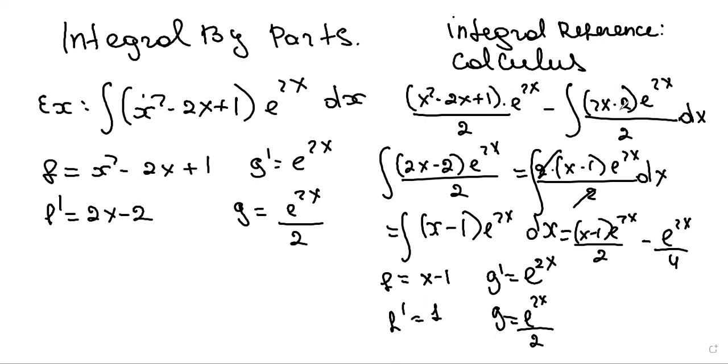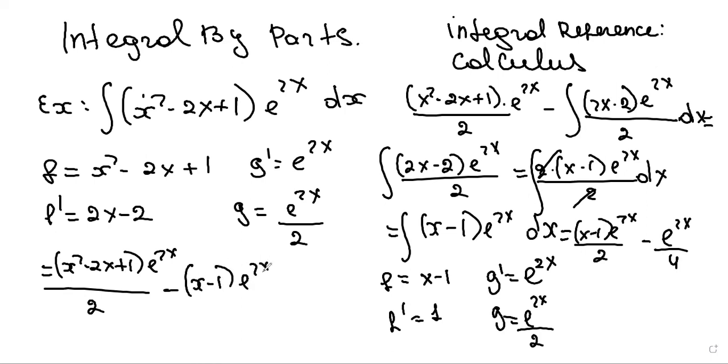So we substitute it here. We will have x squared minus 2x plus 1 times e to the power of 2x divided by 2. This is going to be here, that will be minus x minus 1 times e to the power of 2x dx plus e to the power of 2x divided by 4. And we should add c.